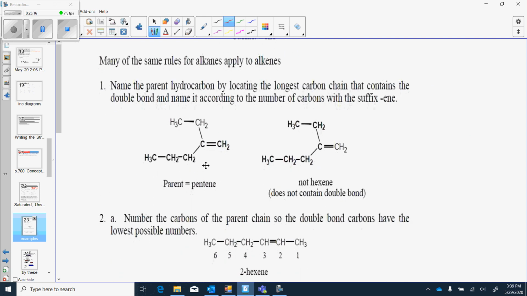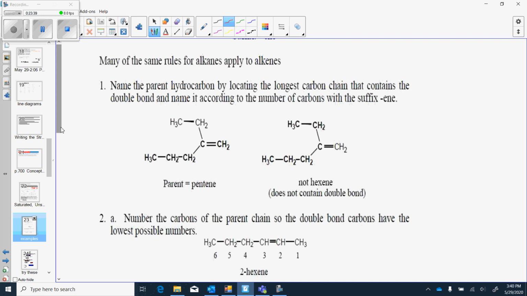This one's interesting, just to remind you that your double bond has to be in the parent chain. So even though I could count this way and get 6, that's not going to work because I need this in the double bond. I need this in the parent chain. So I'm going to count this way, 1, 2, 3, 4, 5, and this becomes a branch. Okay? Hexane won't work because you can't have a double bond in your branch.